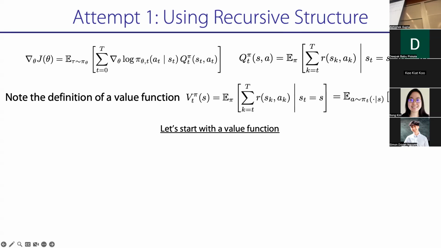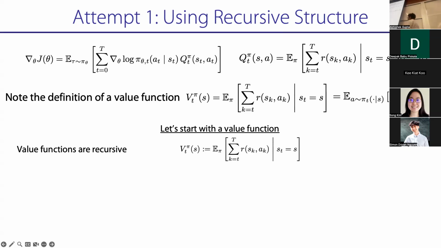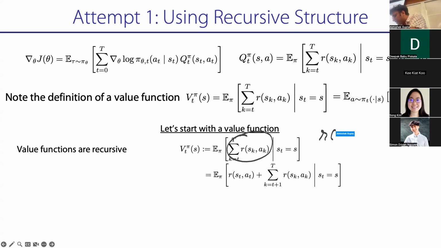Now, what we're going to do with the value function is try to define a recursion. Remember, the value function is the sum of rewards into the future when you start at some state S. First, we separate out the first reward from every reward in the future. So this sum is basically R of s_t plus a sum from t plus 1 to capital T of R of s_k, a_k. You're separating out the first one from everything else.